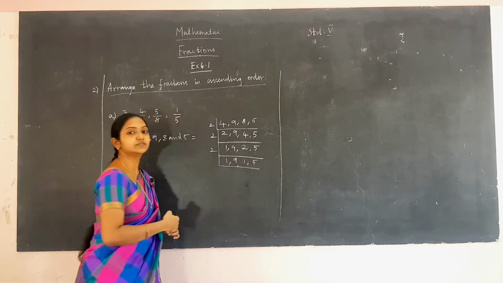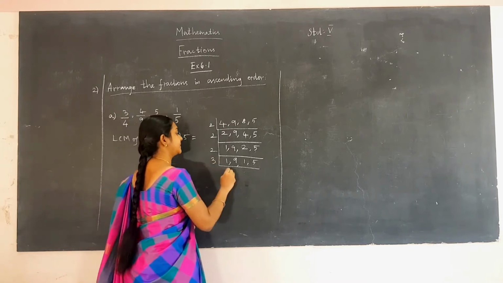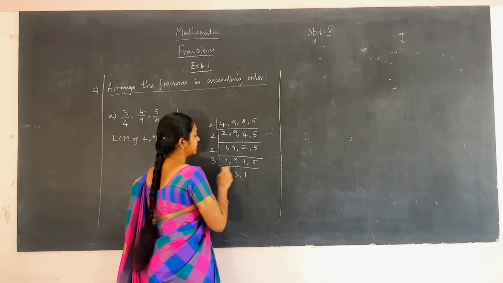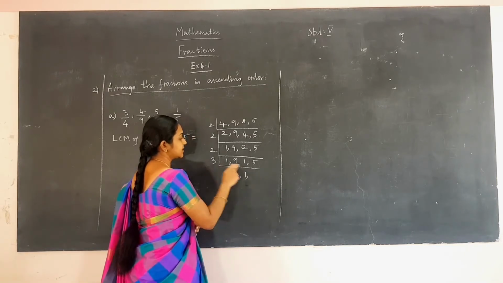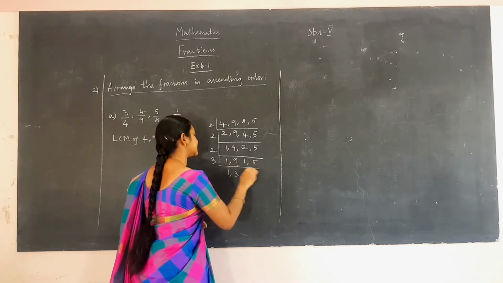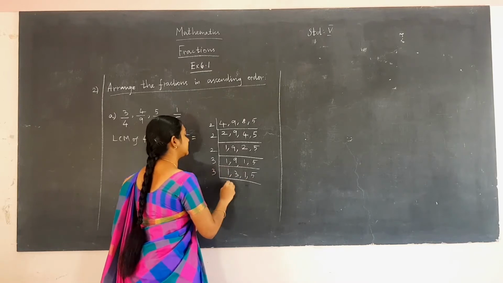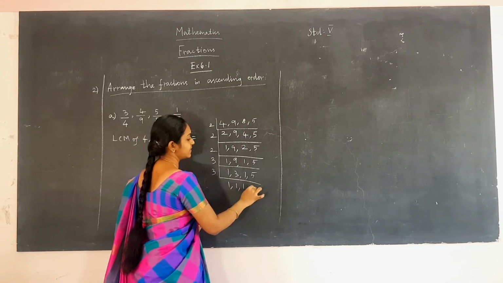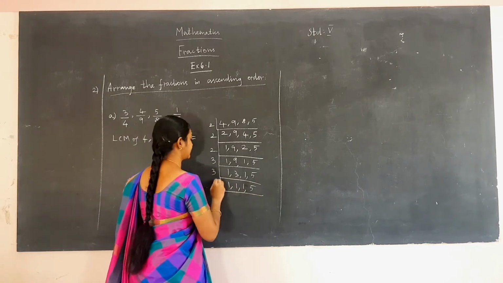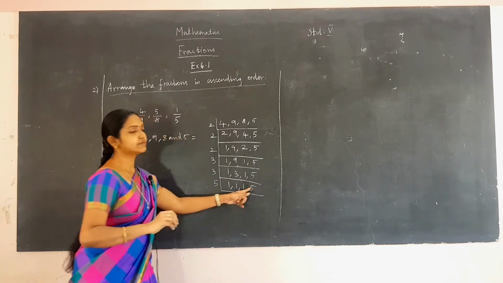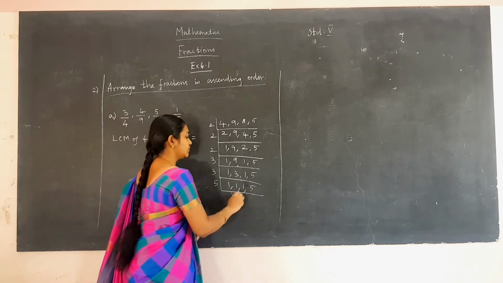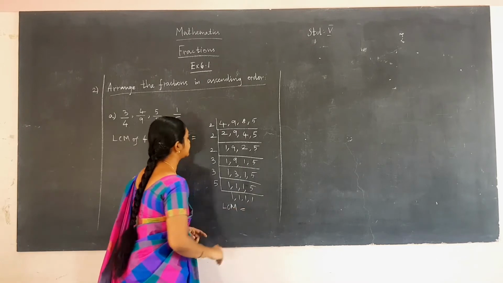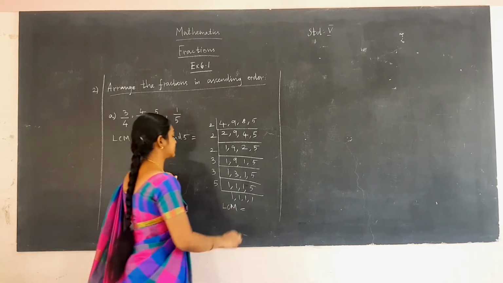Now factorize it with 3. 3 into 3 is 9. We cannot divide 5 by 3, so keep 5 as it is. Again factorize it with 3. 1, 1. 1 into 3 is 3. Keep this as it is and we have 5. To factorize 5, we have to use 5. 1, 1, 1, 1. So, for the LCM we have to multiply all these numbers.